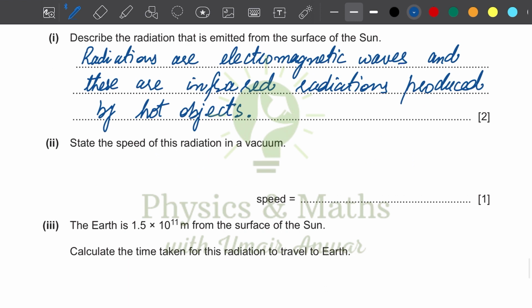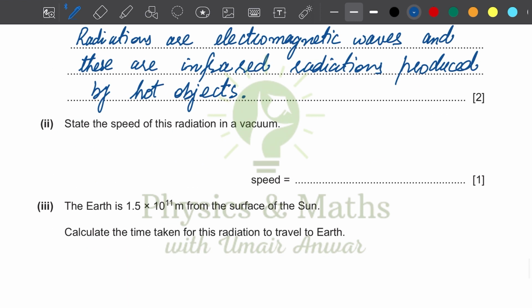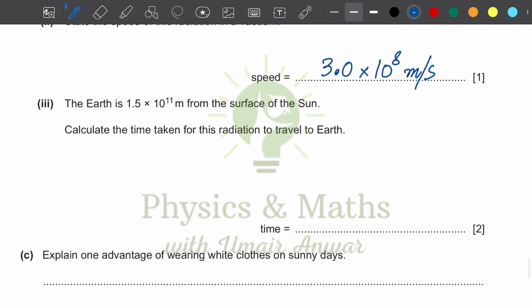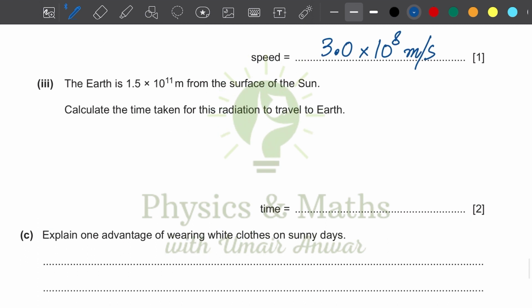Okay, the next part says state the speed of the radiation in the vacuum. So in a vacuum, the speed of electromagnetic waves is 3.0 × 10^8 meters per second. The Earth is at 1.5 × 10^11 meters from the surface of the sun. So the distance is given to us. Calculate the time taken for the radiation to travel to Earth.